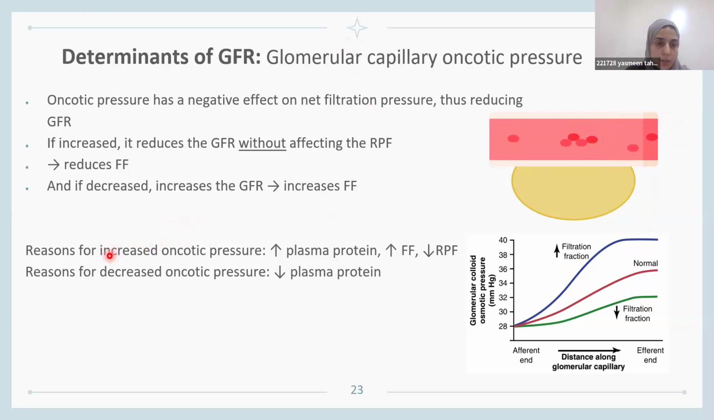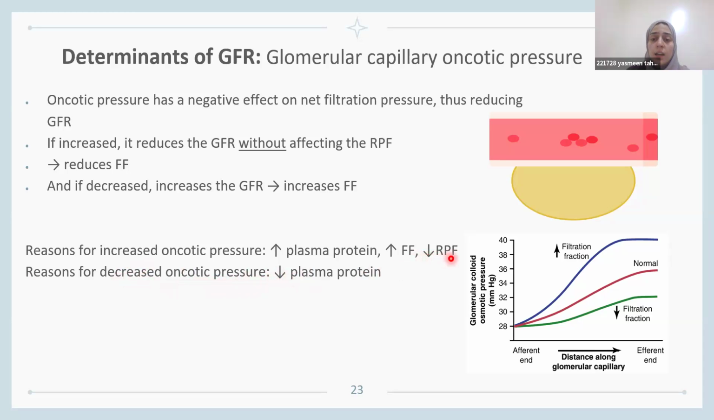So the reason for increased oncotic pressure, again, is higher plasma protein. And the reason for decreased oncotic pressure is decreased plasma protein for any reason, whether it's malnutrition or nephrotic syndrome. Any cause that causes lower plasma protein will give us decreased oncotic pressure.